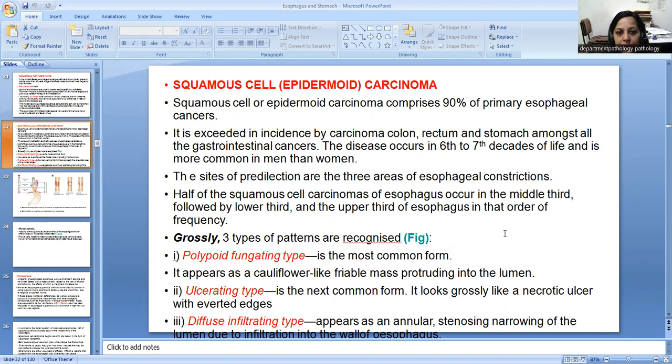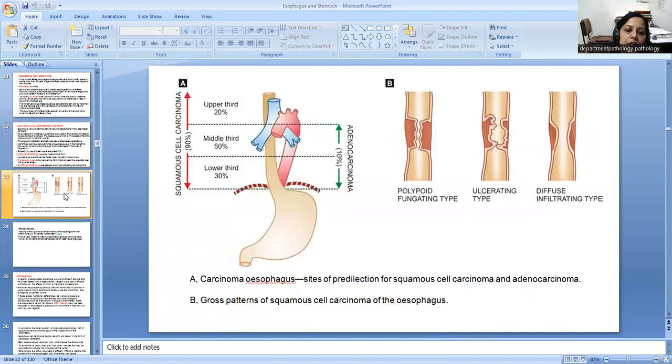Grossly, 3 types of patterns are recognized. First is the polypoid or fungating type, which is the most common, and it occurs as a cauliflower-like mass protruding into the lumen. Second is the ulcerating type, which is the next most common, and it looks grossly like a necrotic ulcer. Third is the diffuse and infiltrating type, which appears as an annular stenosis with thickening of the wall of the esophagus.